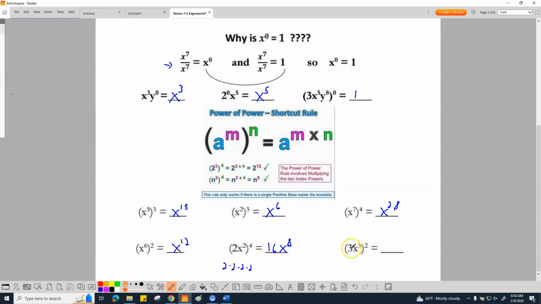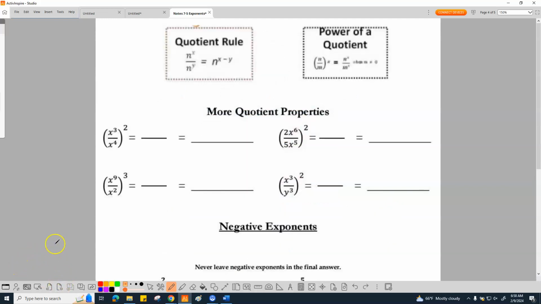Now, I'm going to square this 3, which is going to give me 9. I have an x I have to worry about. 3 raised to the power of 2 is 6. So that's the basics on that. That's the main page of that notes right there. I'm going to go to this page on the next video.